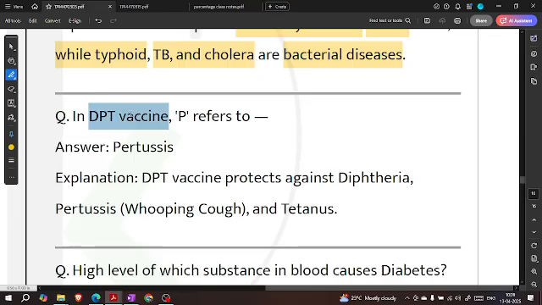In DPT vaccine, P refers to pertussis. DPT vaccine protects against diphtheria, pertussis, whooping cough, and tetanus.